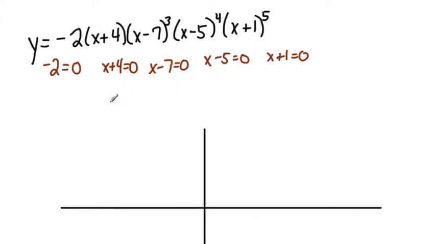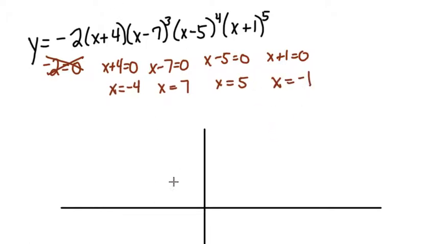Okay, and then we're going to solve for x. So this one does not have an x in it, so -2 equals 0 would just go away. Then I would subtract 4, add 7, add 5, and subtract 1.